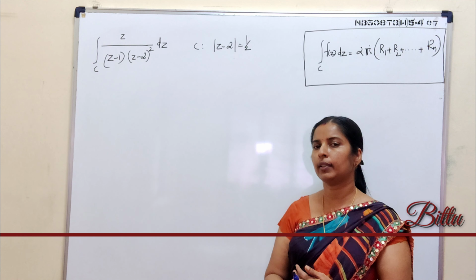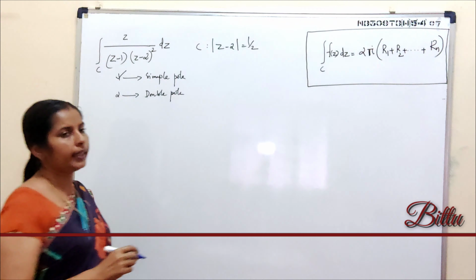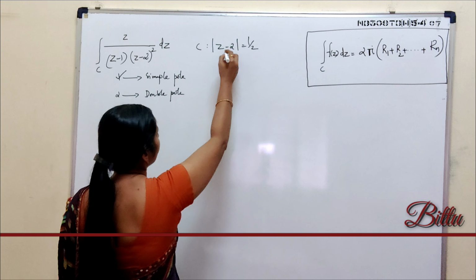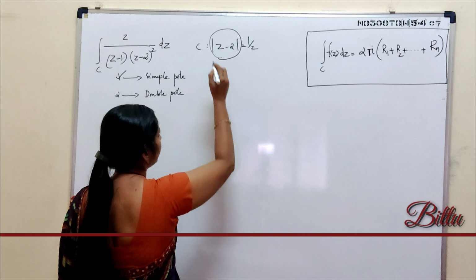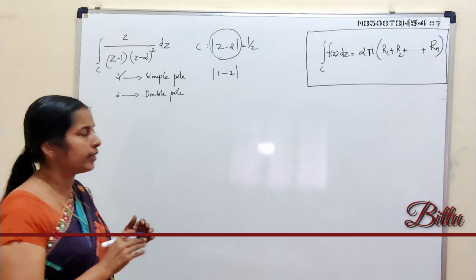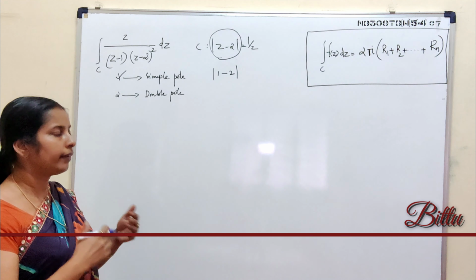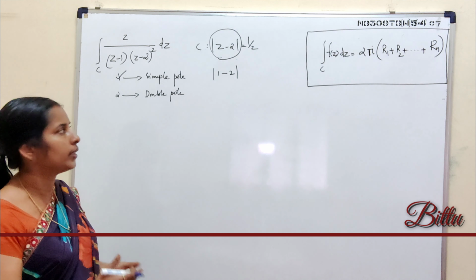One by geometrical method, another by algebraic method. For checking whether 1 is inside or outside, you put z equal to 1 in the left side of the circle. That is modulus of 1 minus 2. If this modulus is less than the radius, we can conclude it is within C. If it is greater than the radius, we can conclude it is outside of C.